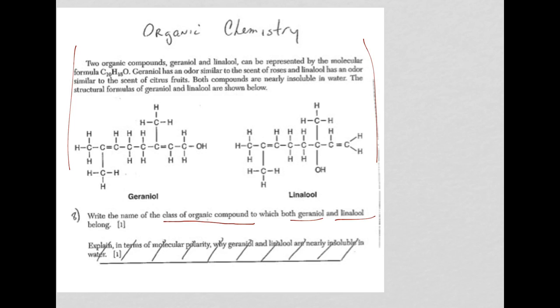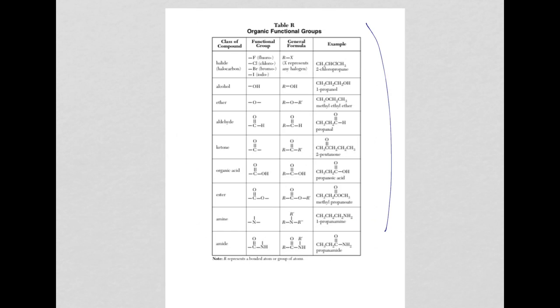So if I'm looking for a class of organic compound, of course I'm looking for anything maybe unusual. Again, we want to link the two together, and I think it's pretty obvious to see that both have an OH, and an OH means that they both have an alcohol as a functional group. If you don't remember that that's the case, what OH is, right up here, alcohols, OH.